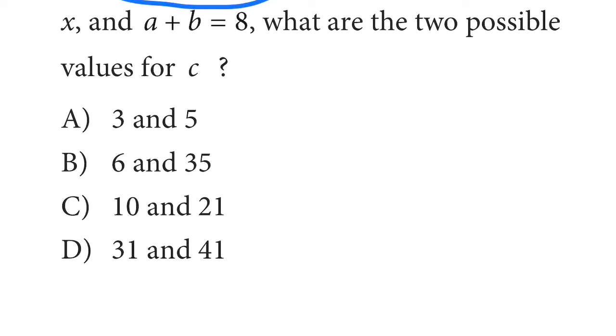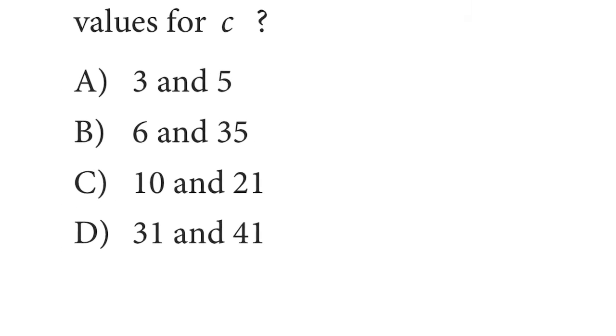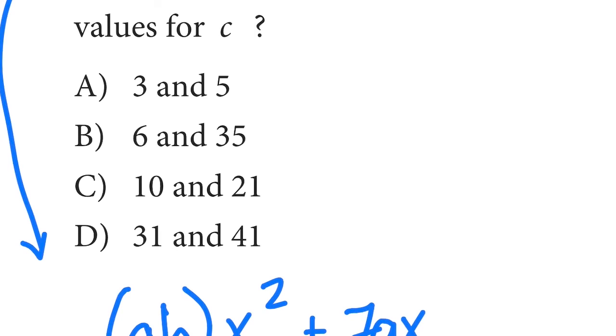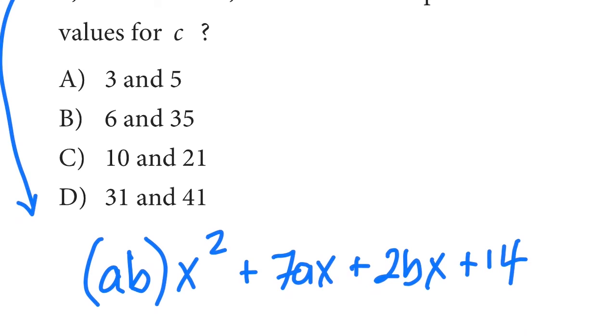It's still going to be complicated. It's going to look a little funny, but let's just try it. So here we have, I'm going to FOIL this down here. So we have A, B. We don't know what those values are. So it's just A times B times x squared. And then our outside terms plus 7ax. Our inside terms plus 2bx. And our last plus 14. Okay, so that's what that looks like if we FOIL it.